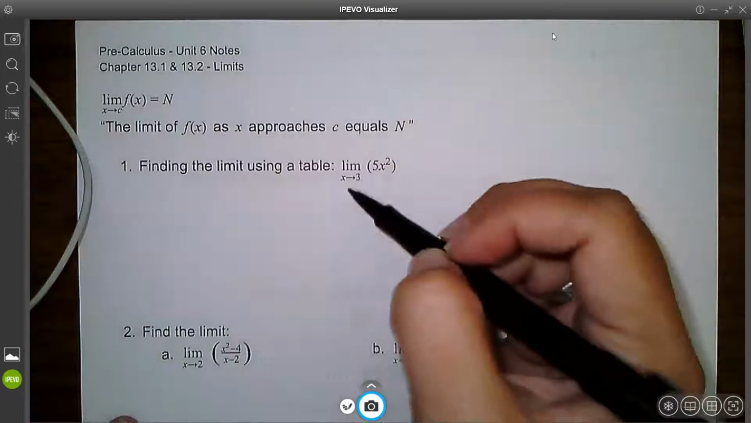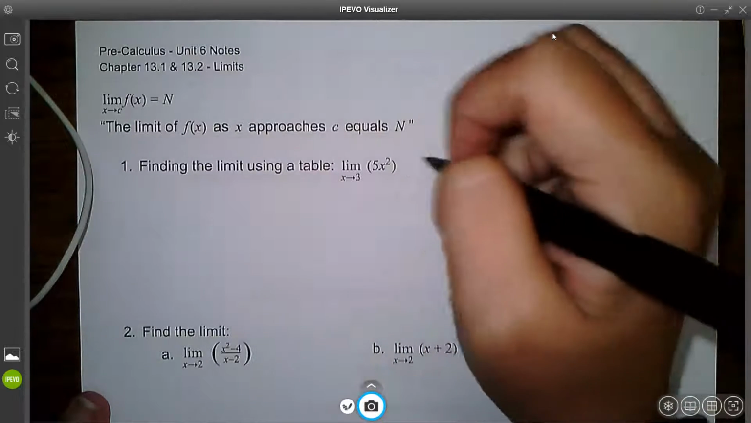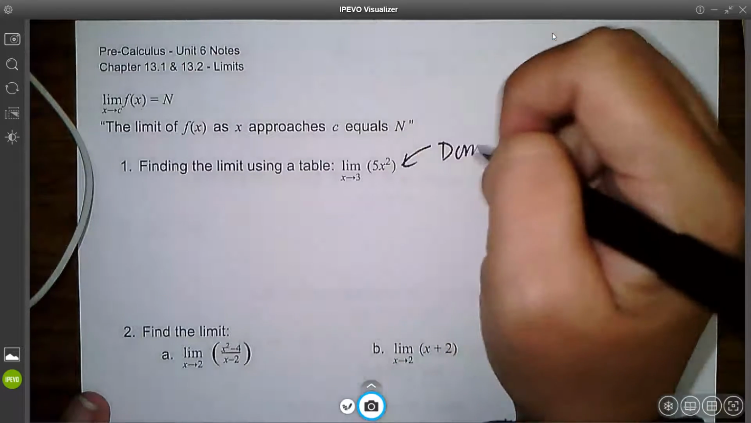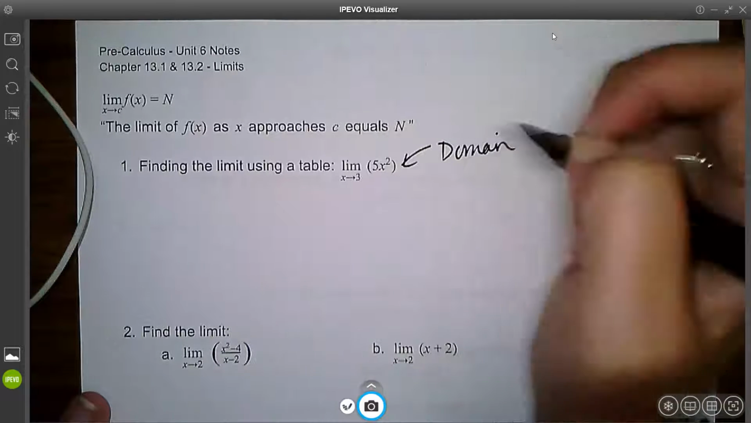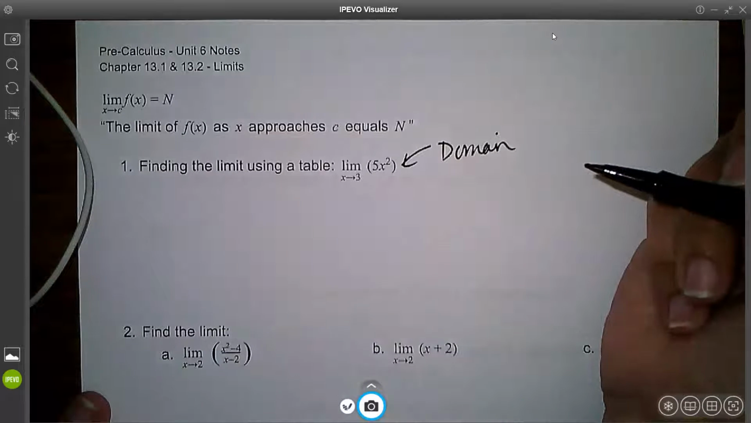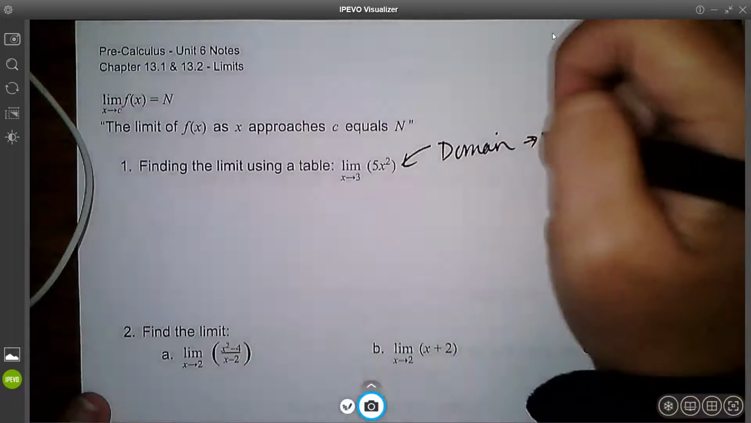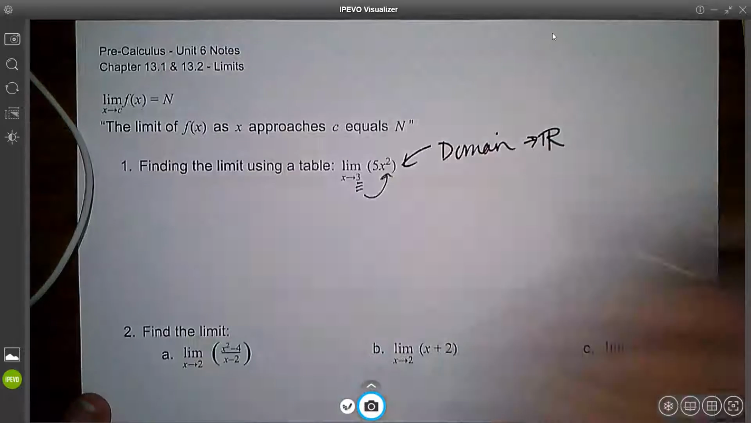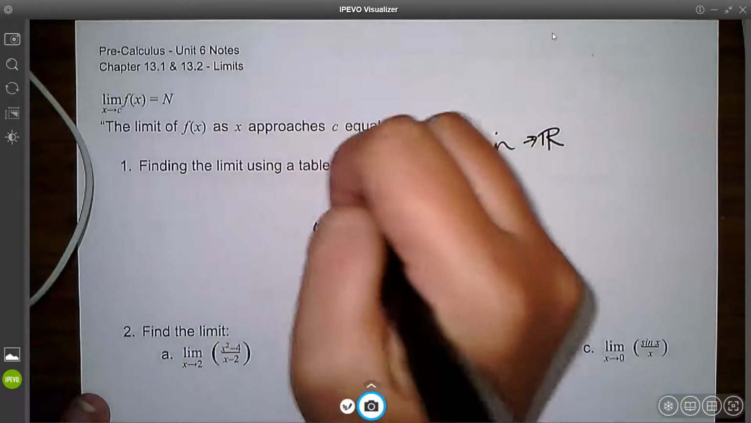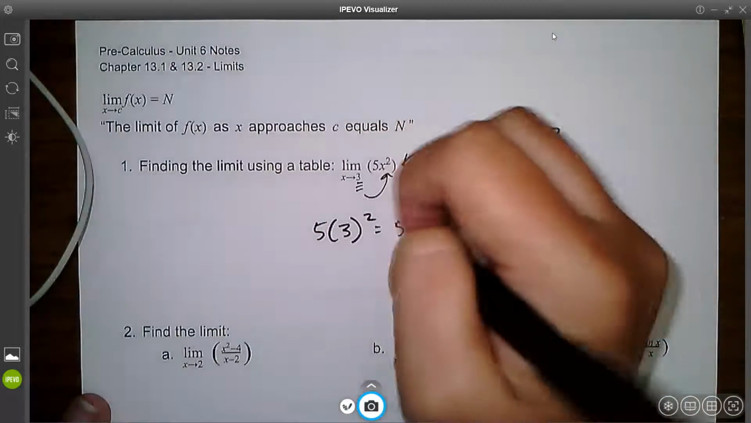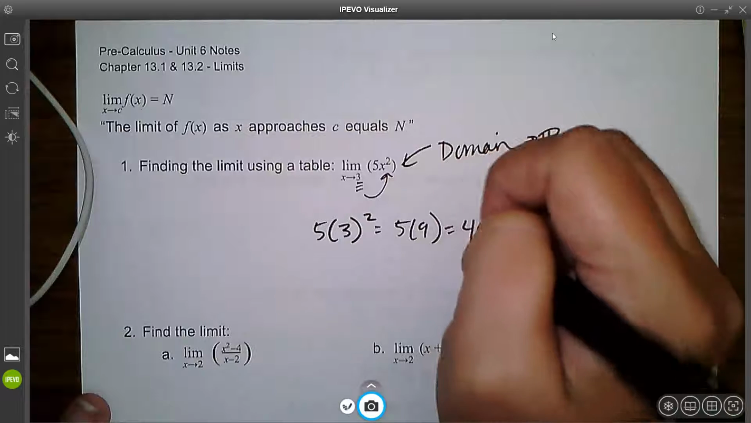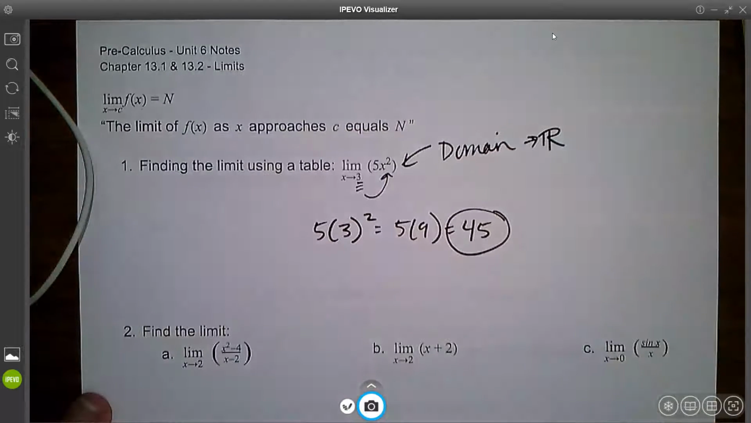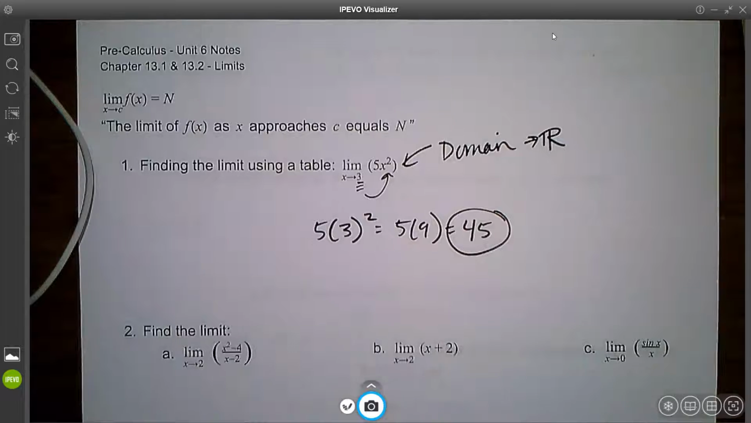What you do when you have a function whose domain is all real numbers: the domain of this function, 5x squared, a quadratic function, is all real numbers. When the domain is all real numbers, you just take the c value that you have and plug it in for x. So 5 times 3 squared is 5 times 9, which is 45. Boom. Done. That's most of it, truly.